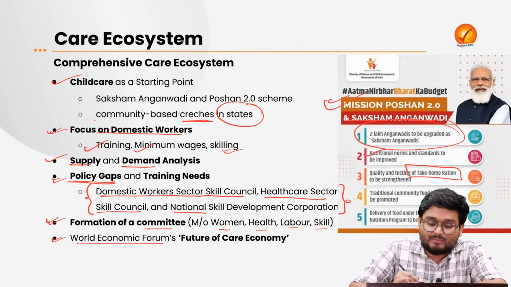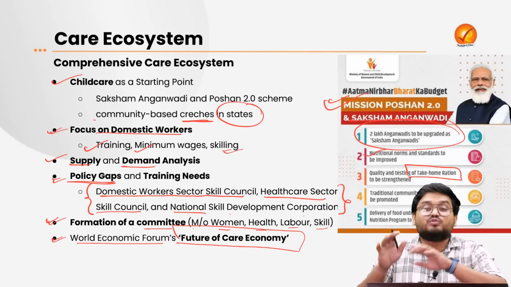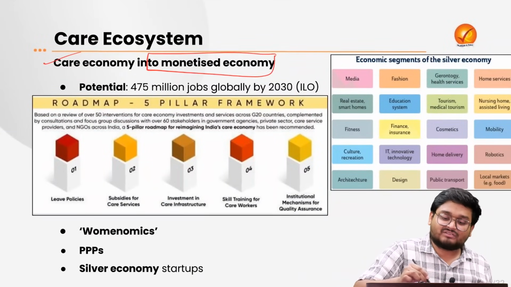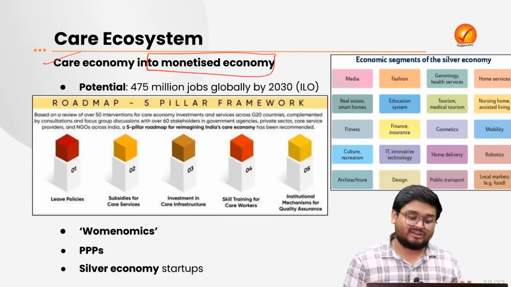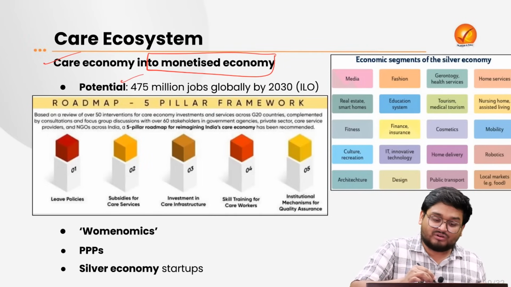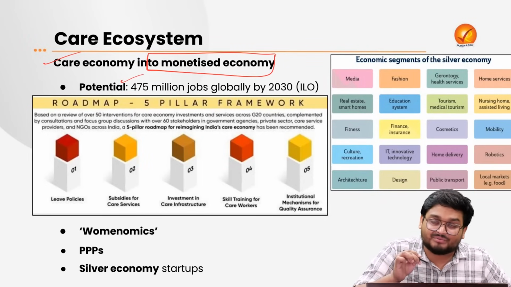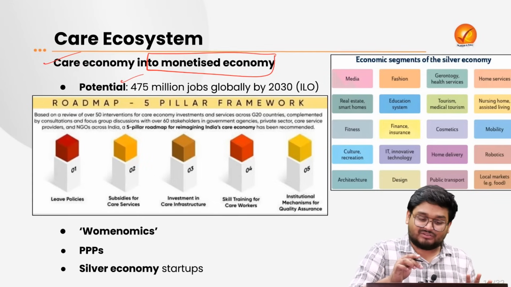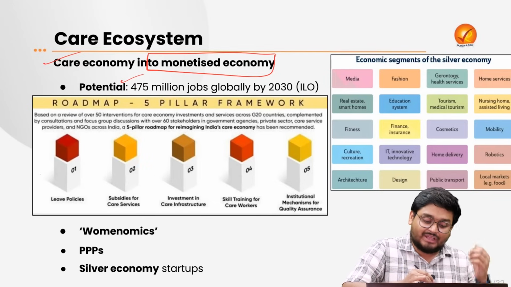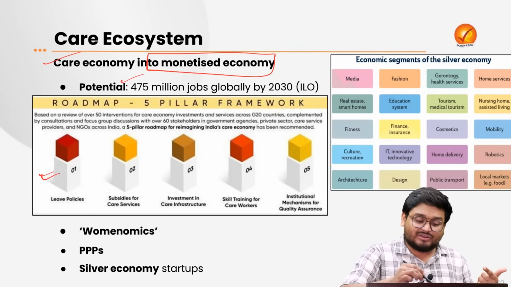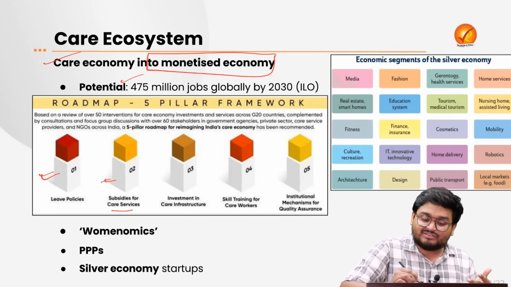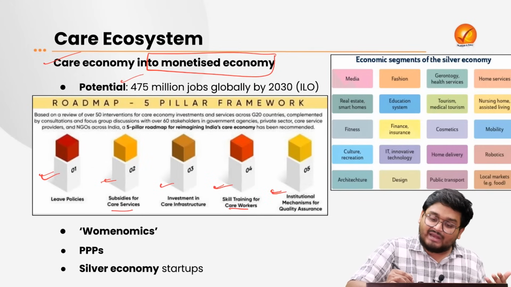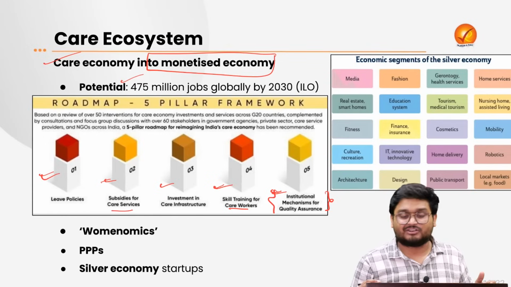And finally, according to the World Economic Forum's Future of Care Economy, there is huge potential in the country, and according to it, we must be trying to monetize the care economy, where the global potential is around creating 475 million jobs, according to ILO, standing on 5 important pillars. So the Indian government must be looking at, firstly, flexible leave policies for women, subsidies for care services, investment in care infrastructure, skill training for care workers, and institutional mechanisms for quality assurance.